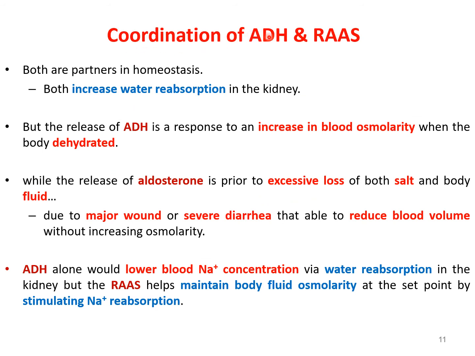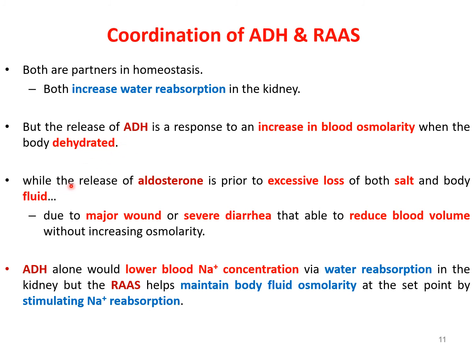Okay, so coordination of ADH and RAAS, renin, angiotensin, aldosterone system. Okay, so both are partners in homeostasis. Both increase water reabsorption in the kidney. Okay, but the release of ADH is a response to an increase in blood osmolarity. Kepekatan darah tu tinggi. So bila kepekatan darah tinggi, darah kekurangan air, your body fluid is low. So now your body wants to conserve water. Okay, so increase in blood osmolarity when, for example, the body is dehydrated, your body is lacking water.